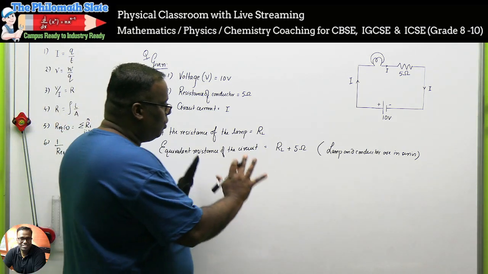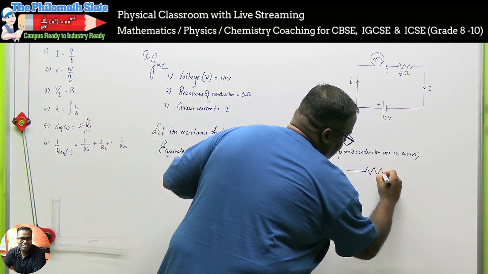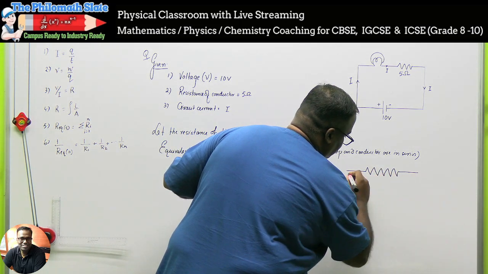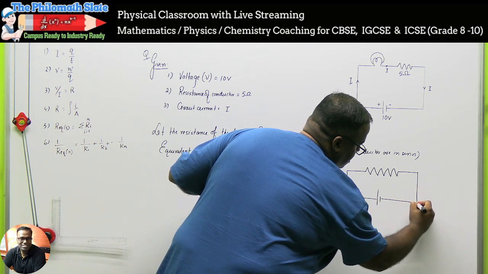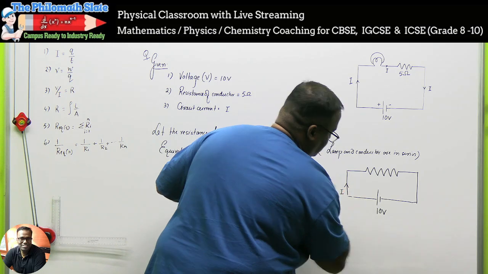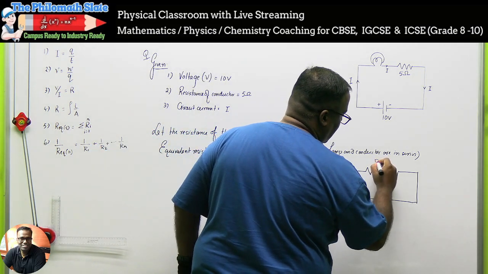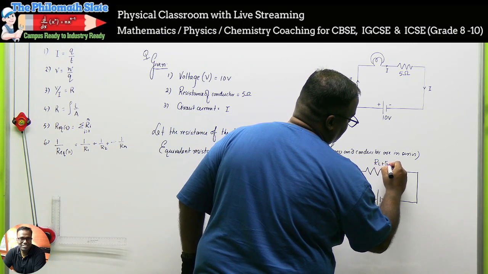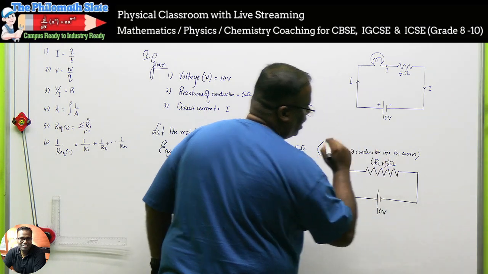So once you have got the equivalent resistance, this whole circuit now looks to us like this. See, the whole circuit has now been replaced by just a simple circuit, which is this. This is a 10 volt. 1 ampere is running through this. And how much is this? RL plus 5 ohm. Children, are you able to understand this or not? Overall, RL plus 5 ohm.